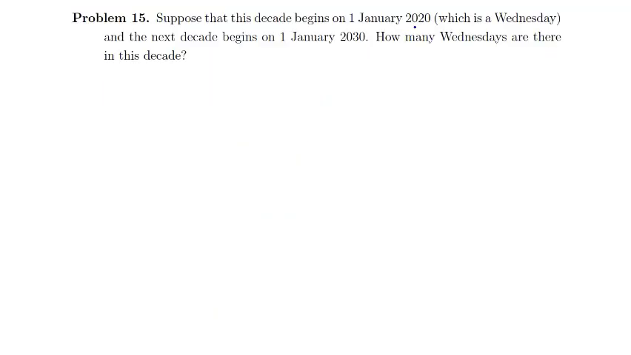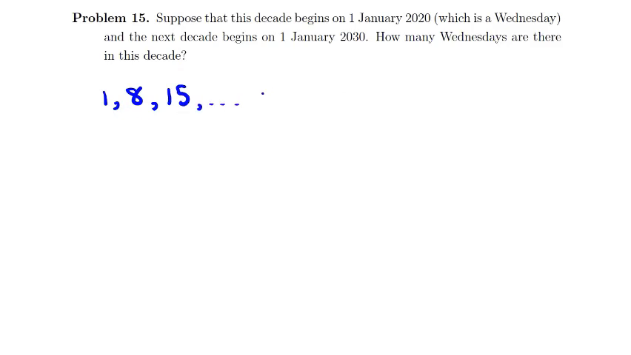Okay, so if we consider from 2020 to 2030, we should consider the first day, 1 plus 7, the 8th day, and 15. All of them are Wednesday. The problem says, it is problem number 15 of primary and 5 of junior: Suppose that this decade begins on 1 January 2020, which is on Wednesday, and the next decade begins on 1 January 2030. How many Wednesdays are there in this decade? So you say 1, 8, 15 days.